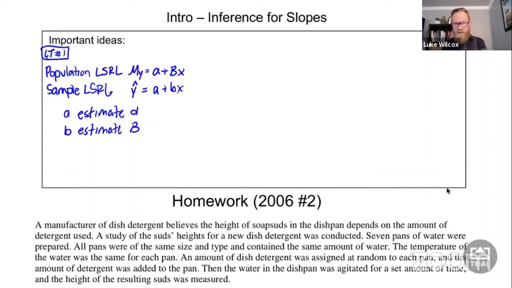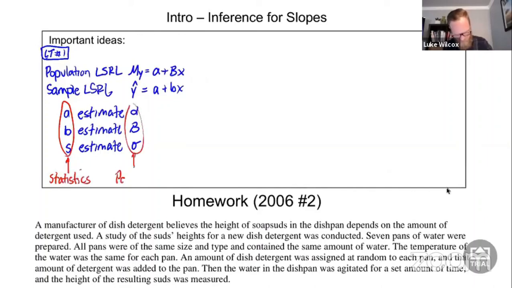And then I'm going to add one more in here, which we mentioned on the previous page, that s, the standard deviation of the residuals, is going to be used to estimate sigma, which is the standard deviation of y for each x value. So very important here, all these values that we have here, because they're based on a sample, those are statistics. All these values, because they're based on the population, are parameters.